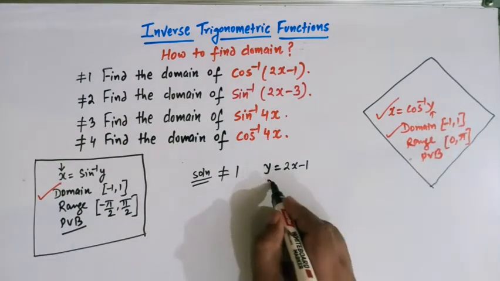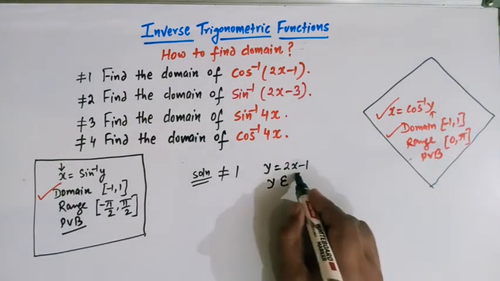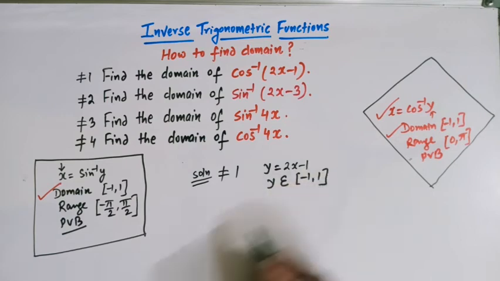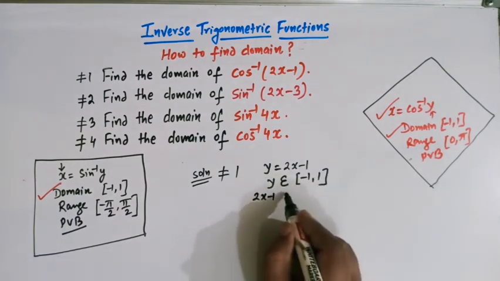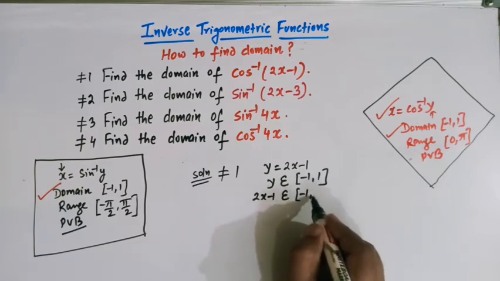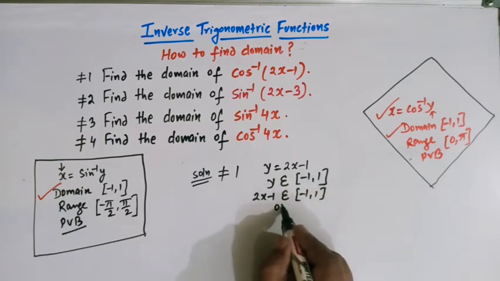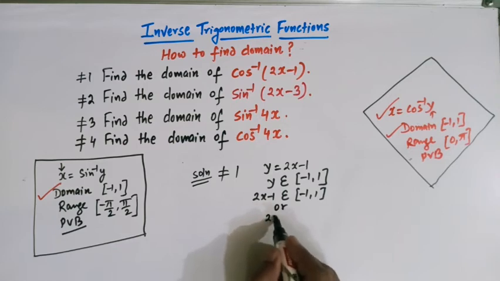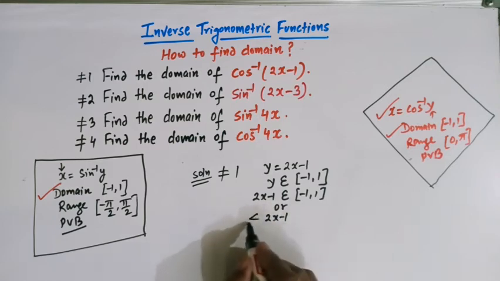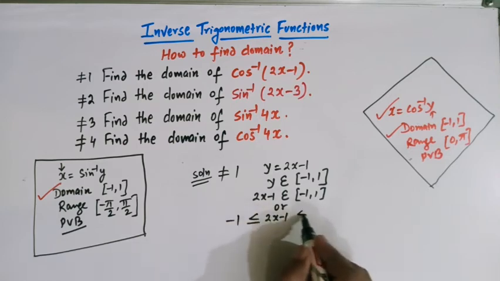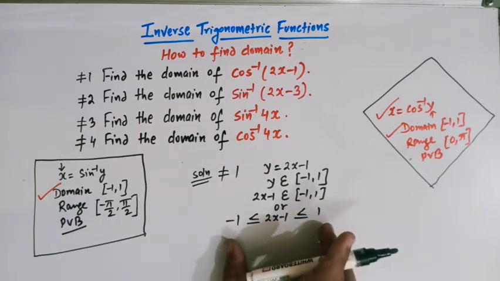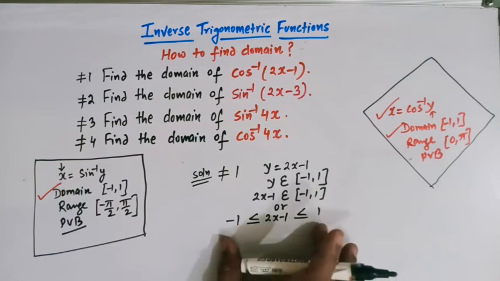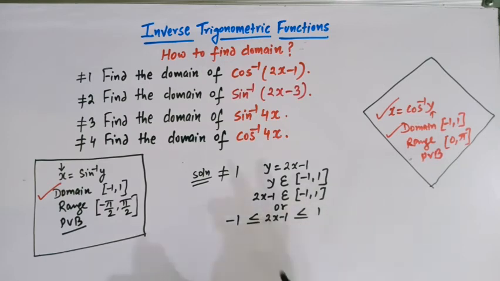It means y should belong to -1 to 1, right? It means 2x minus 1 belongs to -1 to 1, or we can write it like this: 2x minus 1 is greater than or equal to -1, and here we have +1. So we have this inequality. Now we have to solve this inequality for x.